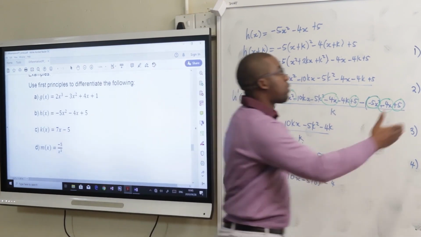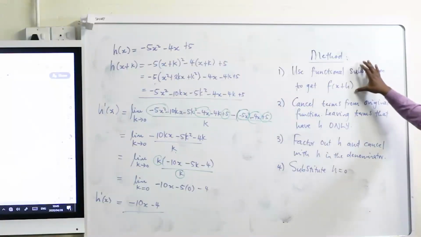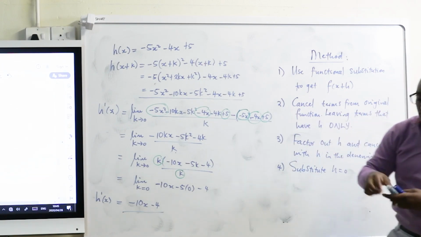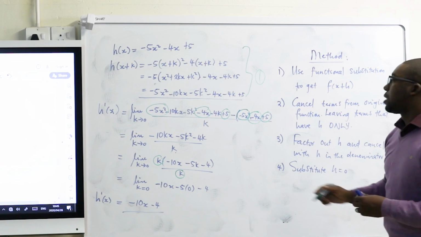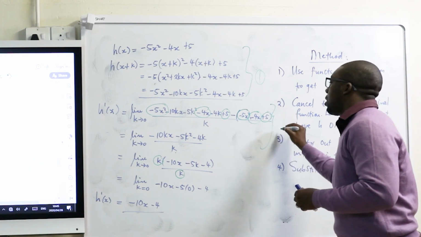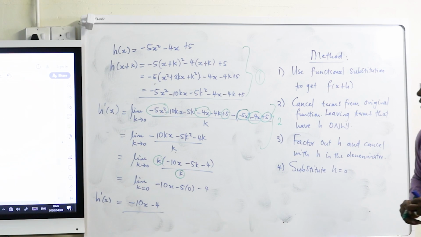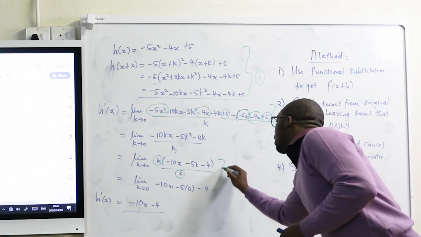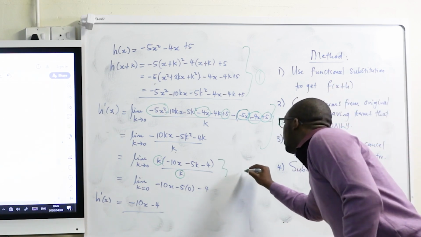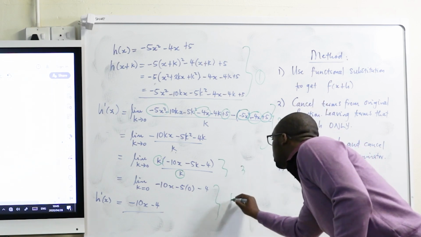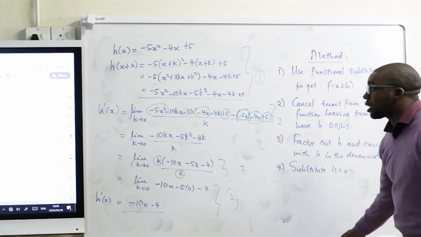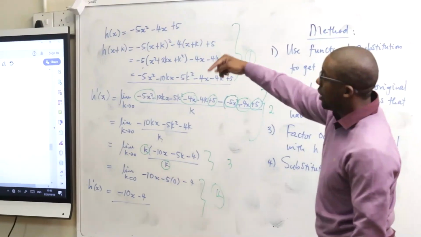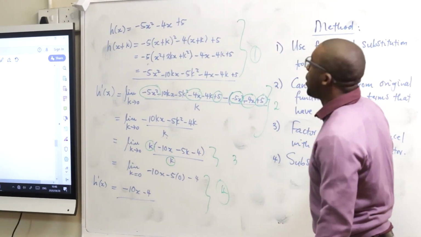You just have to follow these 4 steps. Use the functional notation. That's what we did here. So all of this was step number 1. This and that was step number 2. This was step number 3, and this one, step number 4. Following these 4 steps, if you do that successfully, you always converge on the answer. I'm going to keep this here, and as we proceed from question to question, we'll be referring to this.